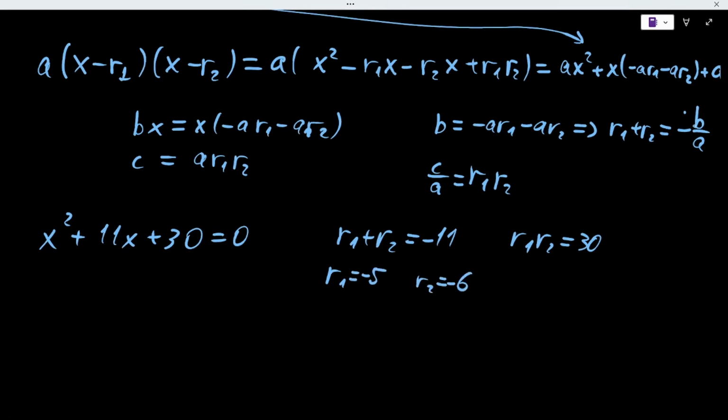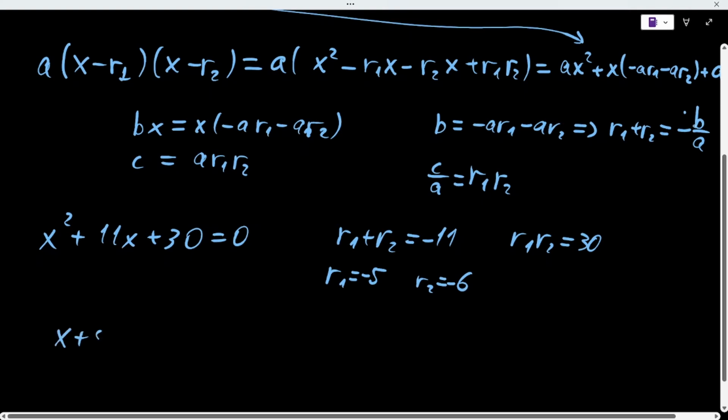In this case, their sum will be negative 11, and their product will be 30, which means that our equation can be rewritten as (x plus 5) times (x plus 6) equal to 0. And these solutions are exactly minus 5 and minus 6, and if we expand, we will get the above.